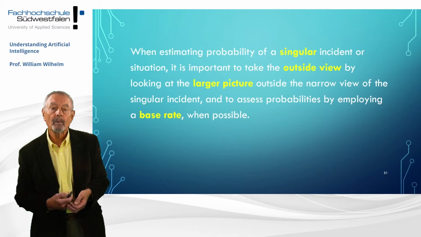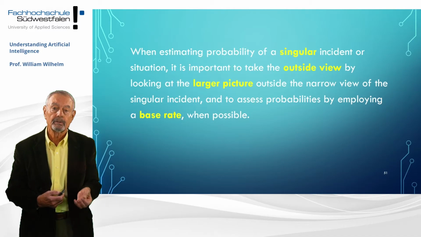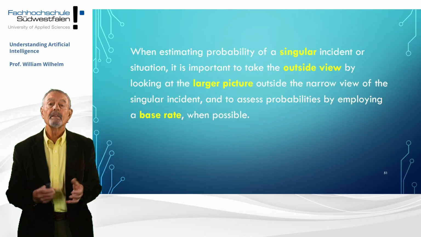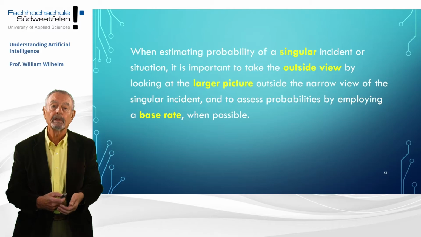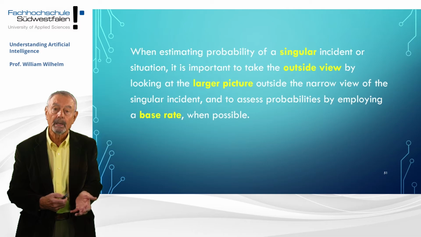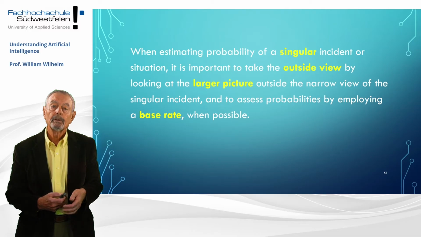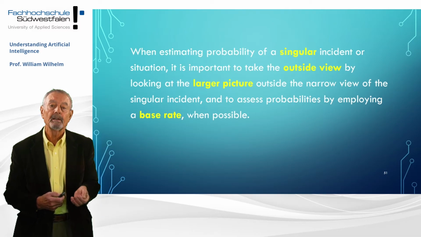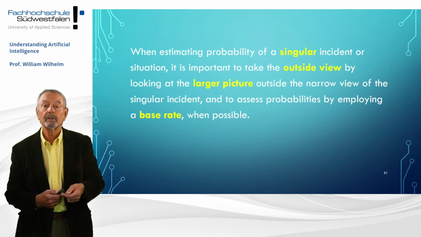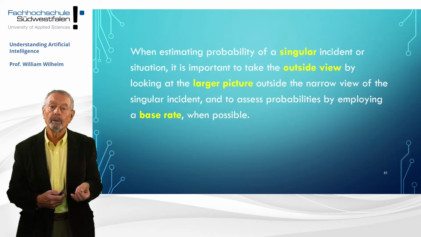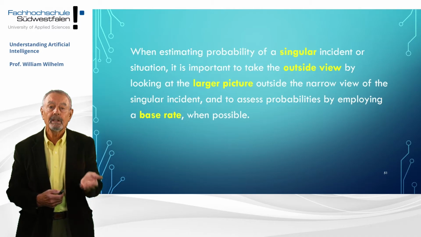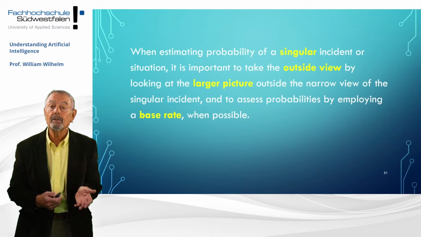When estimating probability of a singular incident or a situation, it is important to take the outside view by looking at the larger picture, outside the narrow view of the singular incident, and to assess probabilities by employing a base rate when possible. So studies suggest that 20% of marriages end within the first 5 years, and that this number increases by 12% within 10 years. The substitution heuristic led you maybe to ask the easier question, how happy do they appear now?